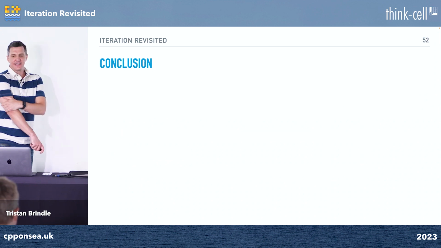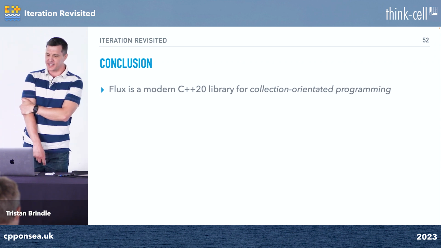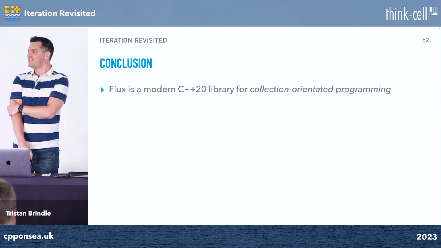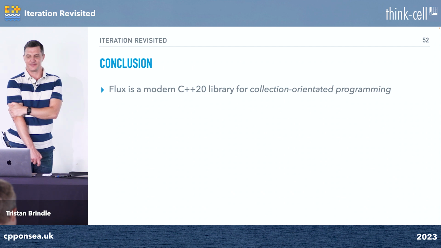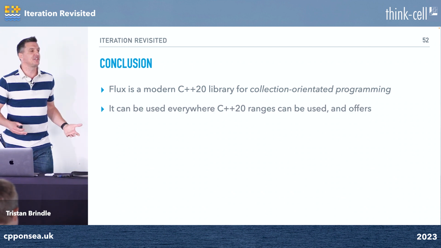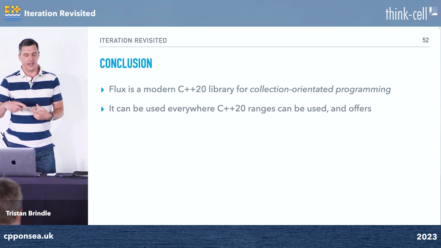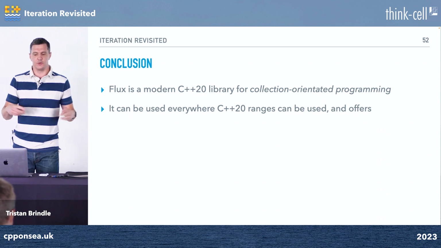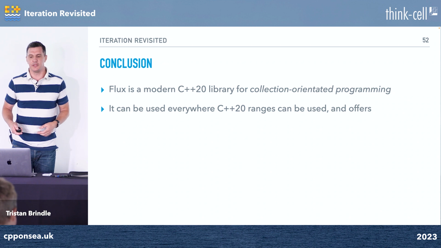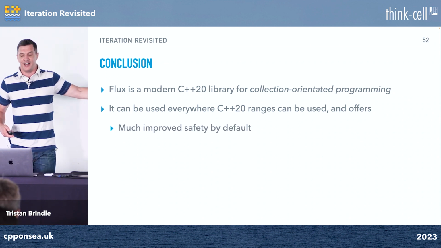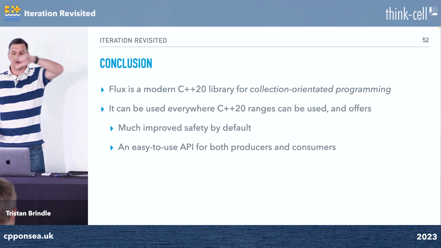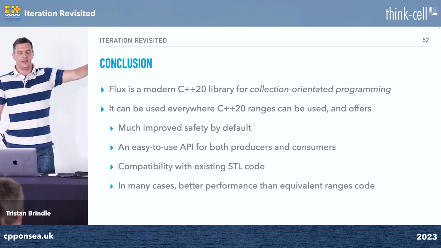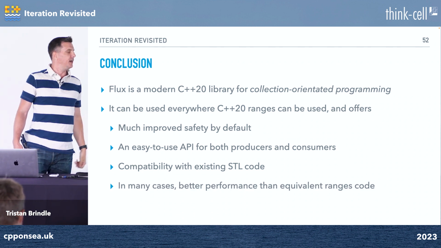Okay, so that is it. So Flux, as I've been talking about, is a C++20 library for collection-oriented programming. This is a term courtesy of Connor. It can be used everywhere C++20 ranges can be used. It supports GCC 11.3 and onwards, Clang 16, MSVC 2022, works with all of those. It offers, I hope I've managed to convince you, much improved safety, easy to use APIs for both producers and consumers, STL compatibility, and in many cases, better performance or better code gen than equivalent ranges code.